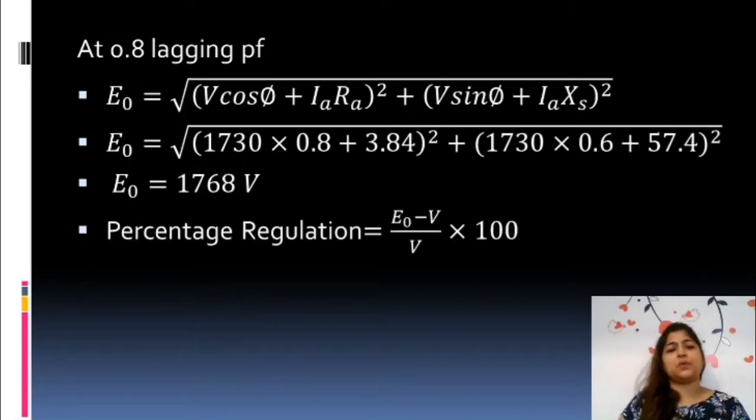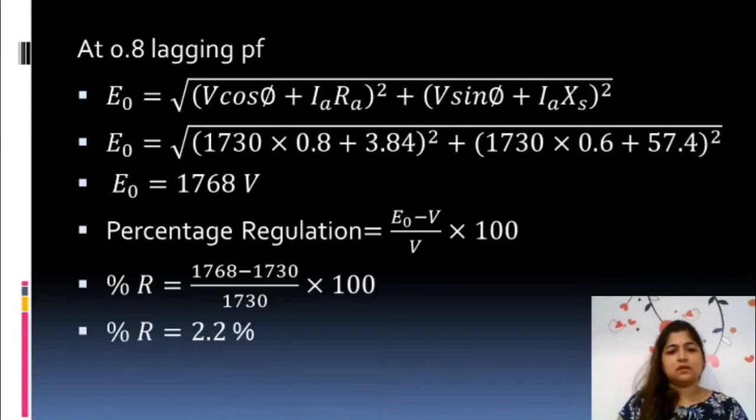So let's write down the equation for voltage regulation. Percentage regulation is given by (E naught minus V) upon V into 100. Okay, 2.2% I am getting. So whatever values you are getting, you just write down. Okay, great. So 2.19, 2.2, 2.21, 2.22 such variations you will get, no worries about it. So if you are getting 2.2% it's correct. So I hope this thing is clear to you.